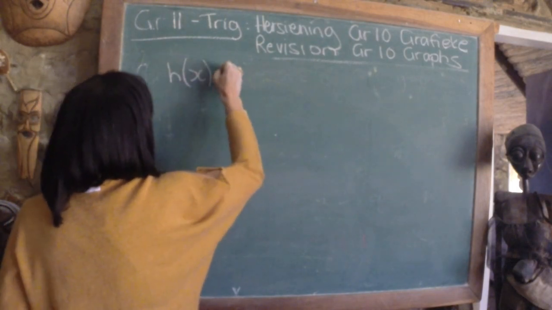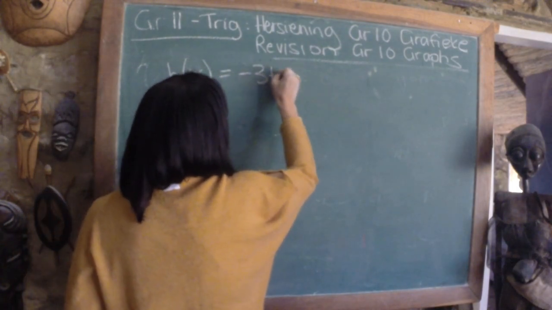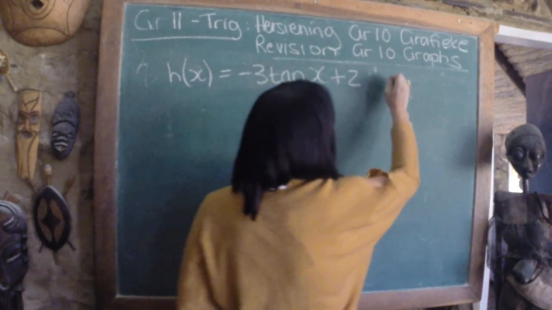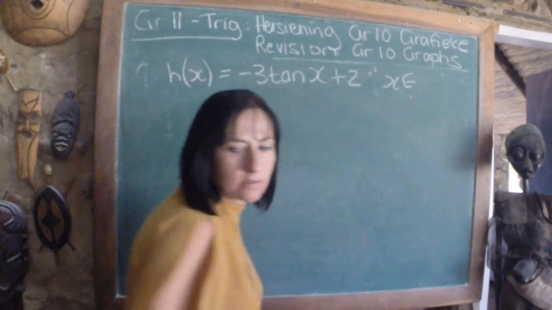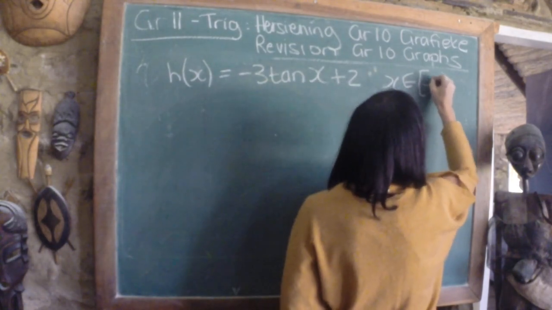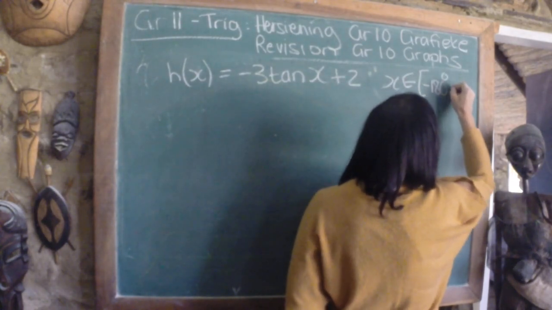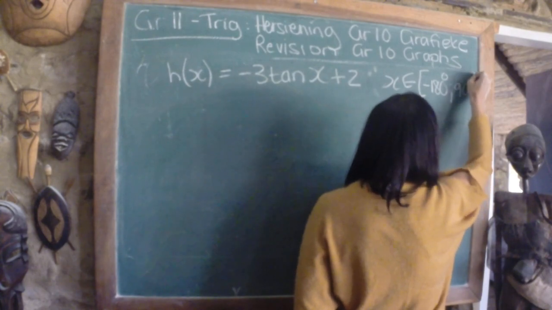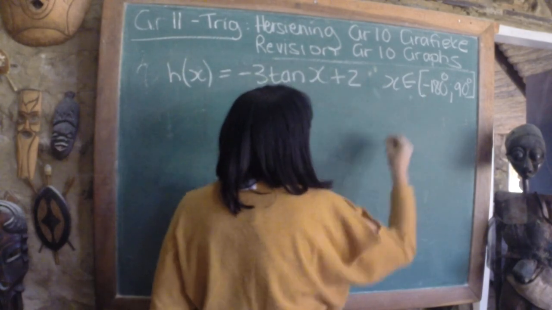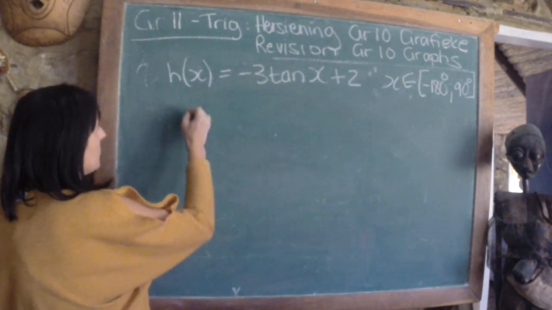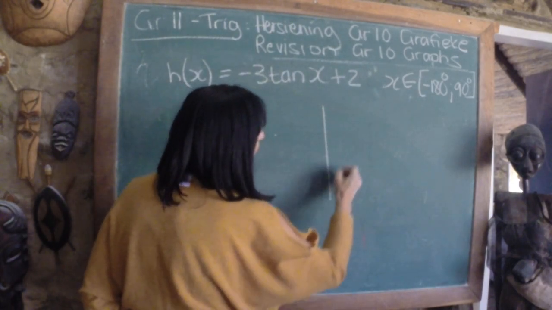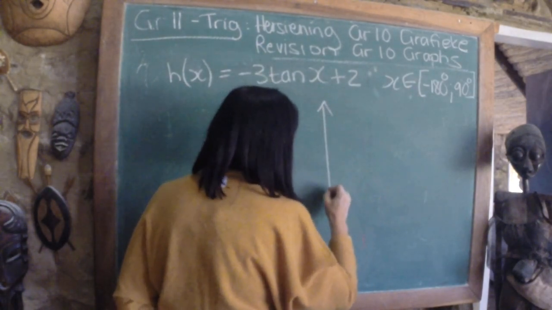Let's draw minus 3 tan x plus 2. h(x) is minus 3 tan x plus 2 and we are going to draw it from minus 180 to 90 degrees. That is our domain. We're going to draw this tangent function from minus 180 up to 90. Let's draw it first. And now I must make the y-axis here, because we've got minus 180.